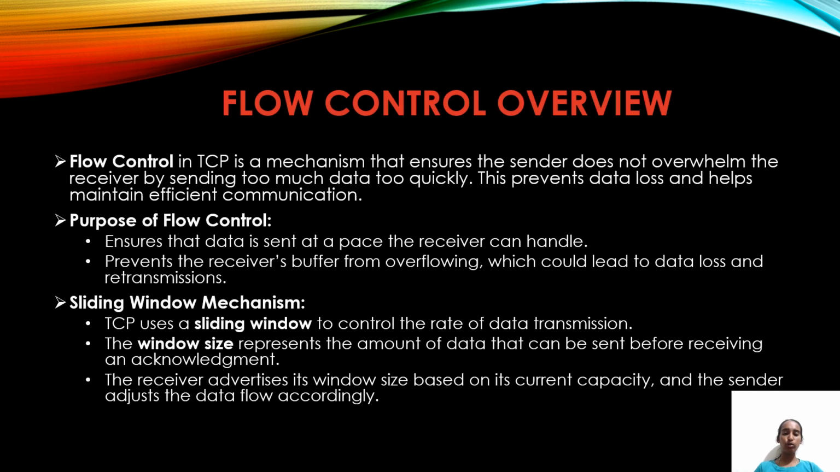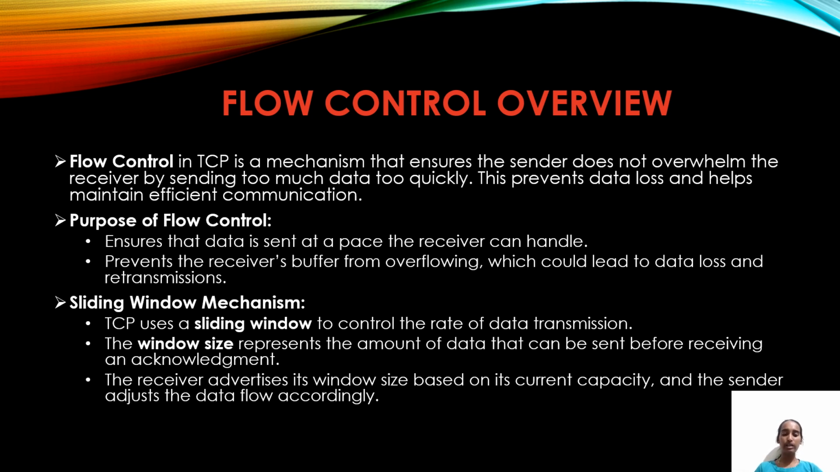See the flow control overview. Flow control in TCP is a mechanism that ensures the sender does not overwhelm the receiver by sending too much data too quickly. This prevents data loss and helps maintain efficient communication. The purpose of flow control is to ensure that data is sent at a pace that the receiver can handle, and to prevent the receiver's buffer from overflowing, which could lead to data loss and retransmissions.